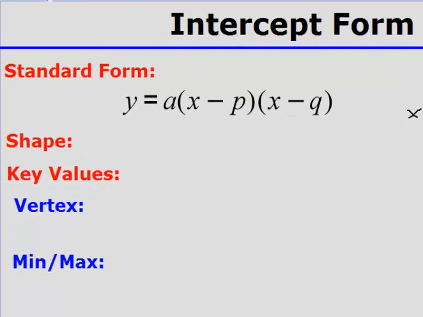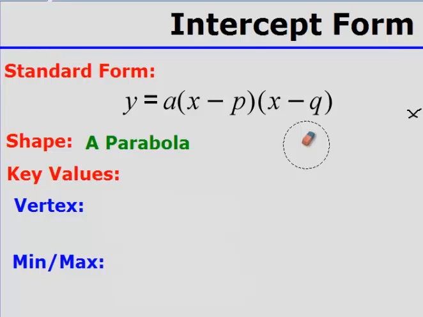Shape. How many x's do you see up here in our general equation? 2. What are we doing with those two x's? Are we adding them, subtracting them, multiplying them, or dividing them? Multiplying. So what's an x times an x? X squared. If the biggest power is 2, what's its shape going to be? A parabola. So again, we still have parabolas.